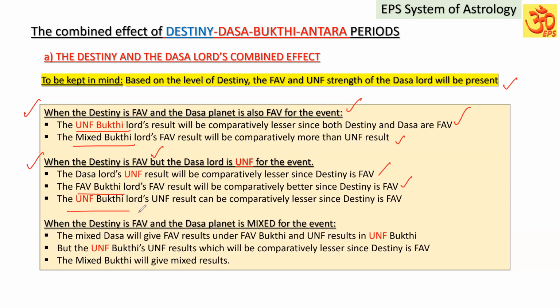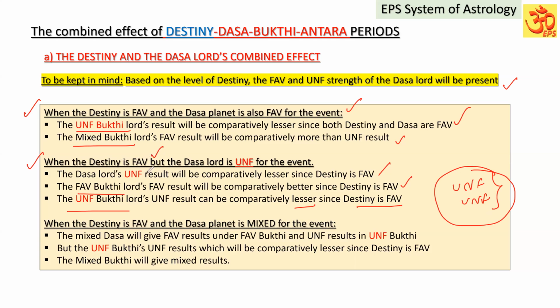The unfavorable Bugdi's result will be comparatively lesser since destiny is favorable. You know that when Dasa is unfavorable and Bugdi Lord is also unfavorable, obviously the combined effect of Dasa and Bugdi is going to be unfavorable. But this unfavorable result will be comparatively lesser. I'm not saying that they will be favorable. I'm saying the impact is going to be lesser since the destiny is favorable.